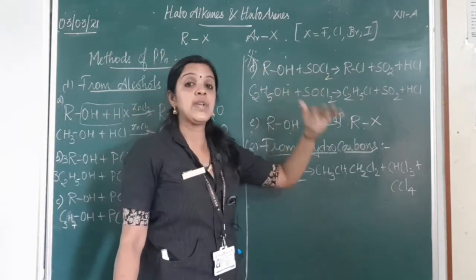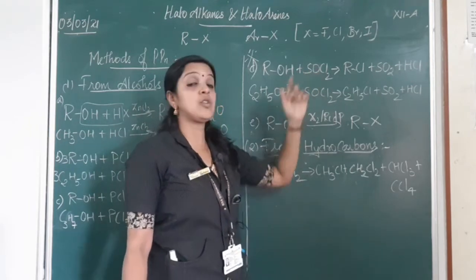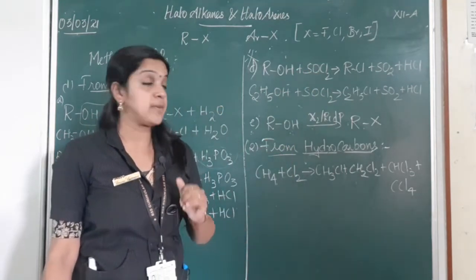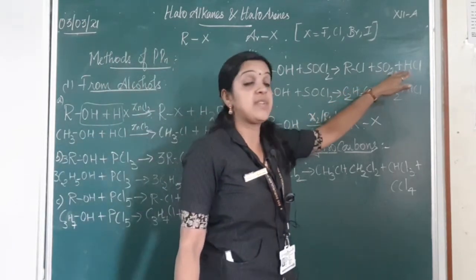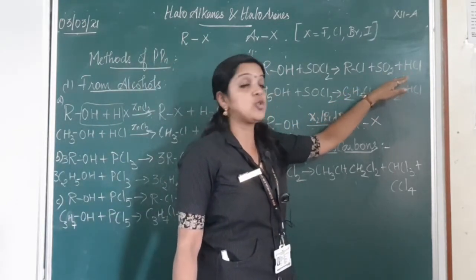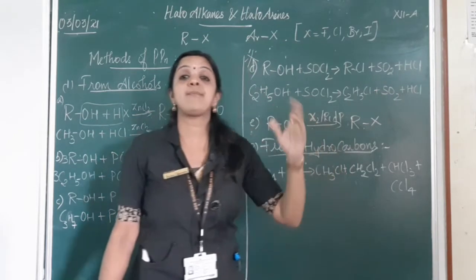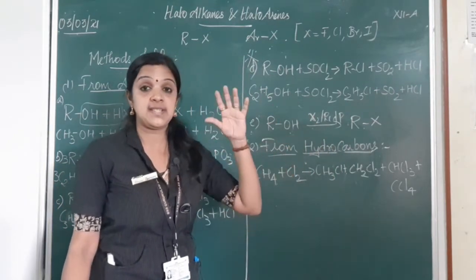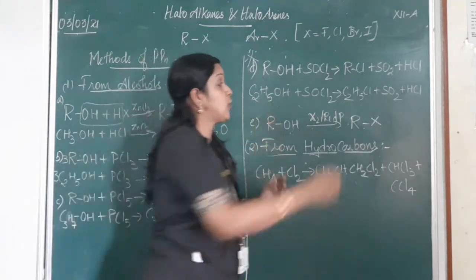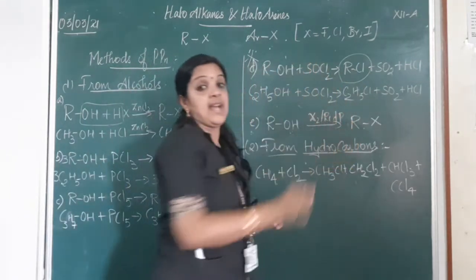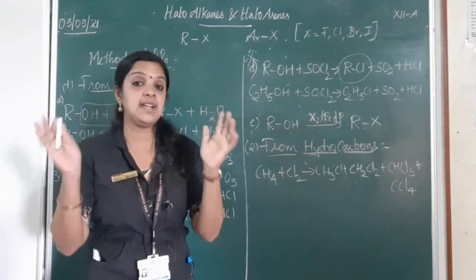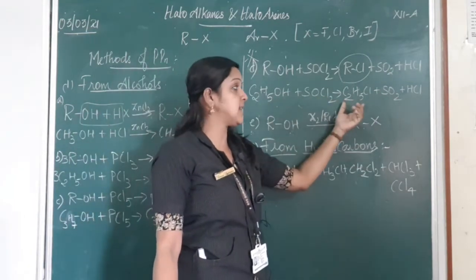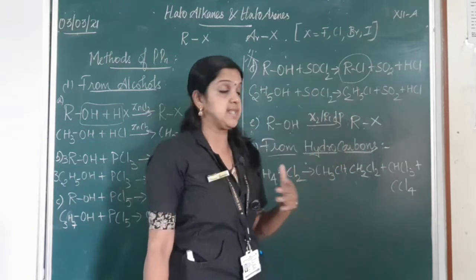This reaction is very important, and thionyl chloride is the best reagent for the preparation of haloalkanes, because the products we get in the reaction, SO2 and HCl, are escapable gases, which means once the product is formed, they escape, they become volatile. So you get only pure alkyl halides. Again, ethanol plus SOCl2 gives ethyl chloride plus SO2 plus HCl.